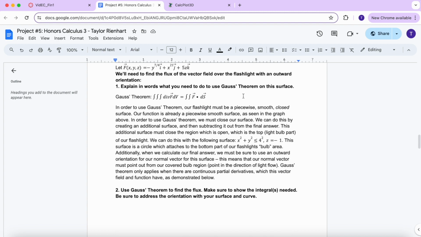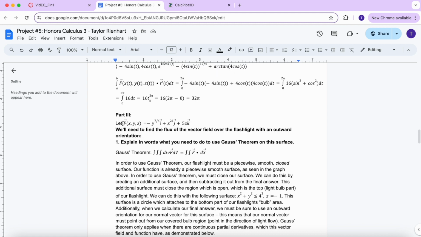Now we are going to use the divergence theorem, which is Gauss's divergence theorem, to compute the flux of the vector field over the surface S, which is our flashlight. Now, for this, we are assuming that our new vector field is negative y to the 7/4 plus x to the 21st in the j direction, plus 5z in the k direction.